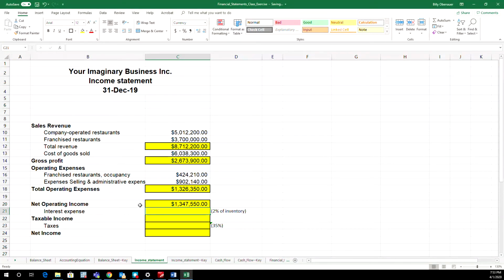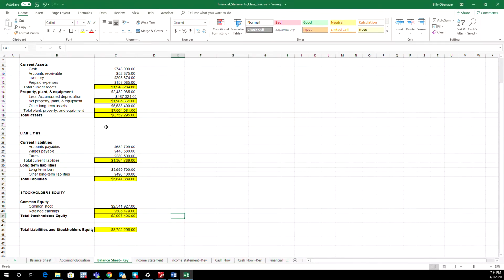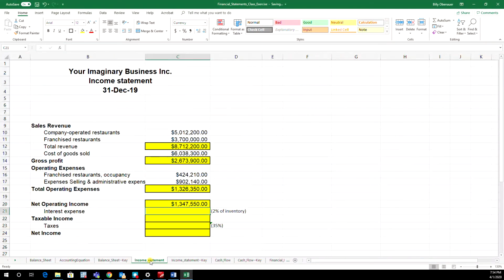Okay, now that we have our net operating income calculated, we have interest expense that we have to account for. In this case, we're going to say that our interest expense is 2% of our inventory. Now, where are we going to get that from? So we did have inventory numbers over on our balance sheet that we looked at previously. So if we go to our balance sheet, we're going to see that we had inventory of $293,874.